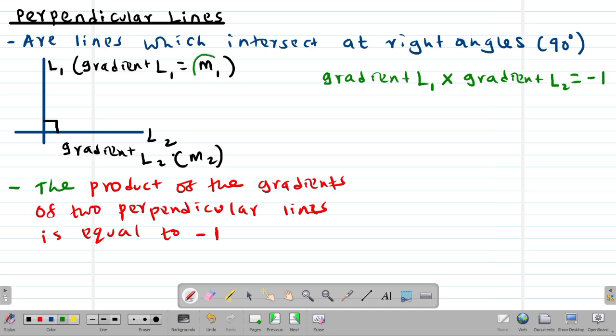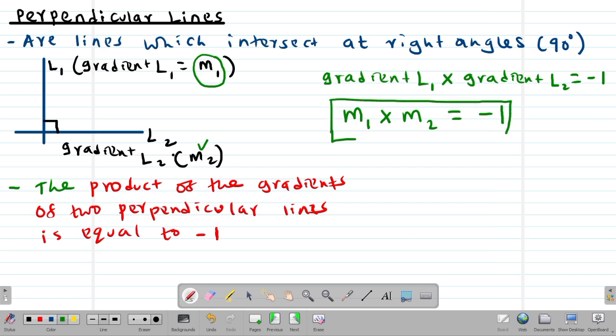So because we were letting the gradient of line L1 to be M1, it simply means that if we take M1 multiplied by the gradient of line L2, which is M2, this particular product is supposed to give us -1, provided that the lines L1 and L2 are actually perpendicular to each other. Now, examples of such lines could include the following.